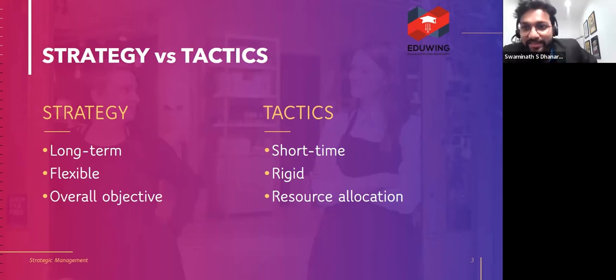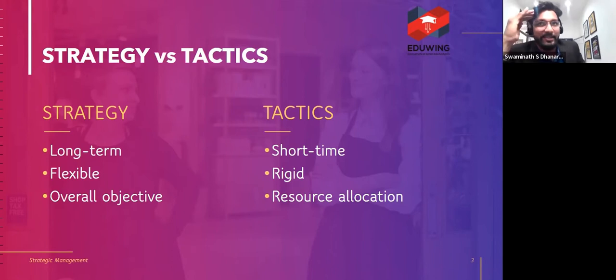But for all these things, we need a passport. If migration is your ultimate aim, no matter whichever destination you are planning, we need a passport. We need money. We need resources. We need to board a flight ticket. So these tactics should be rigid, and strategies can be flexible. I'm not saying that strategies are always flexible, but strategies sometimes can be a little bit flexible, while tactics should be rigid. Otherwise, it won't work out.